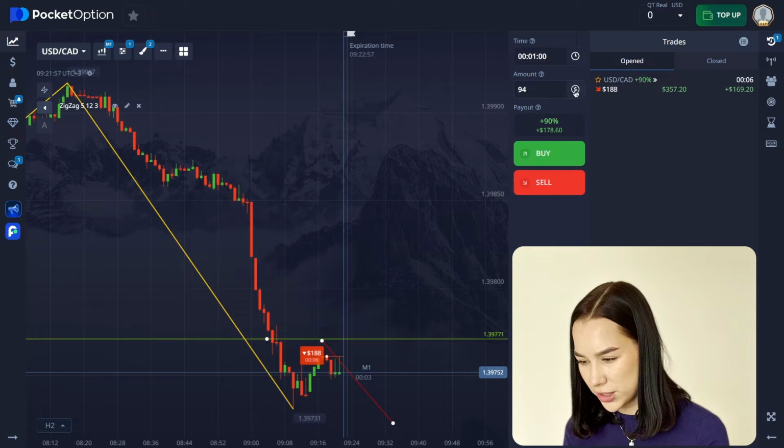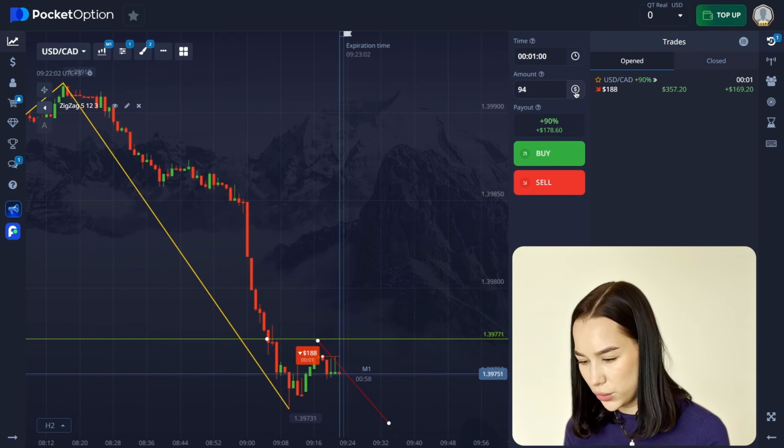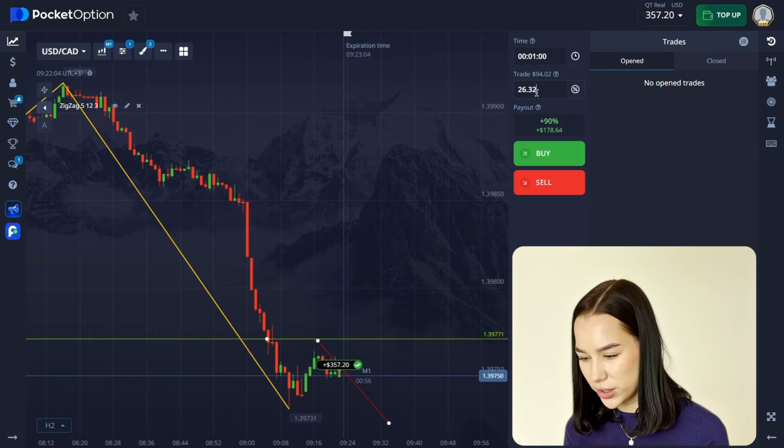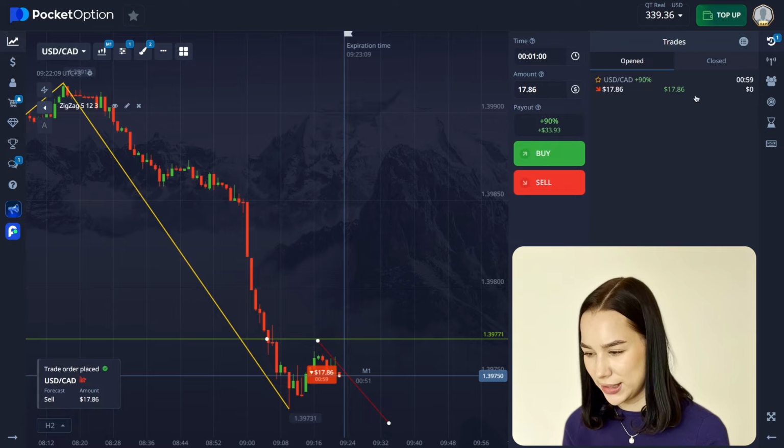Let's change the time of the expiration to 1 minute. Okay, it's 3, 2, 1, and we close this trade in a plus. Perfect. So now we're gonna do a smaller amount of money and we're gonna open sell trades here again.